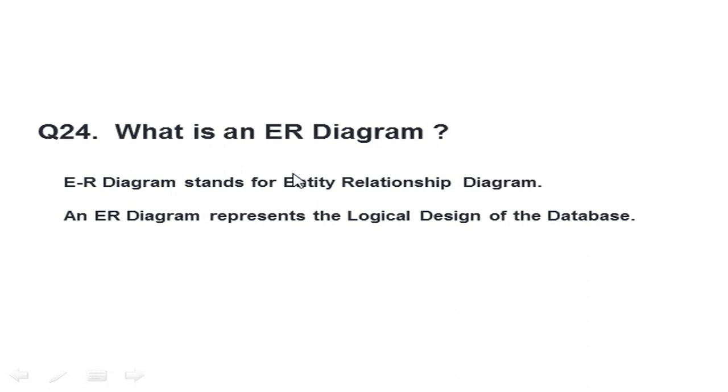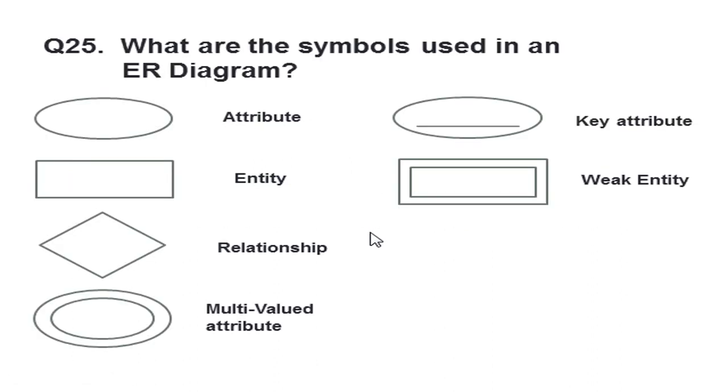Next one, what is an ER diagram? ER diagram stands for entity relationship diagram. An ER diagram represents the logical design of the database. What do you mean by logical design? Logical design means what are the tables, what are the relationships, what are the attributes in every table, which is the primary key, and all these things. So this is what is called logical design. An ER diagram is used to represent the logical design of the database.